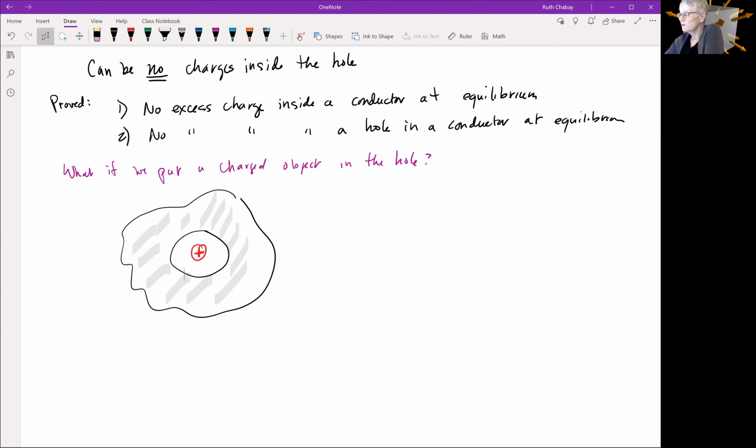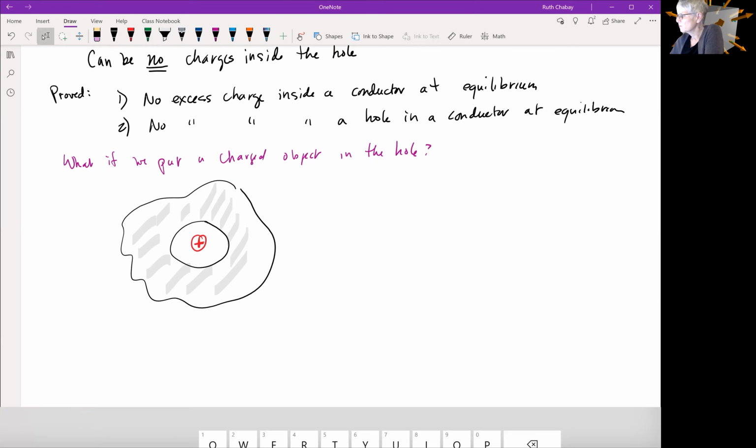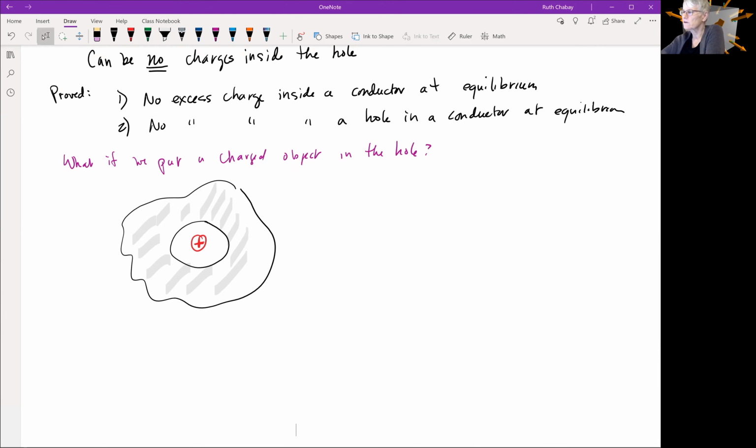So presumably now this metal is going to polarize. So presumably what's going to happen is we would get some negative charge here on the inside of the hole and some positive charges on the outside. And we can see if that's true and actually how much we've got by judicious applications of Gauss's law.